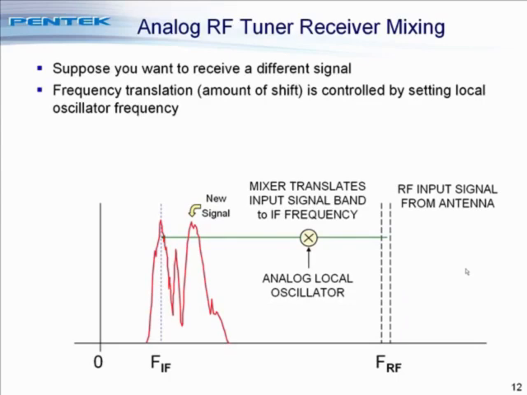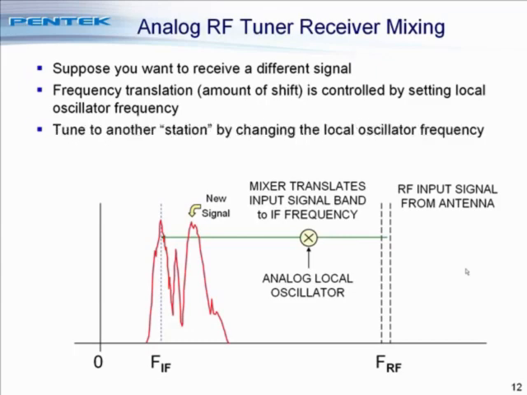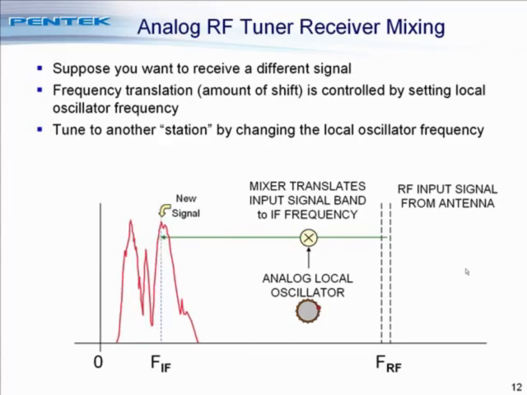The frequency translation, or the amount of frequency shift, is controlled by the setting of the local oscillator. So, if we want to change to a different station, what we need to do is change the local oscillator frequency. We do this with a tuning knob. The tuning knob changes the frequency of the local oscillator, so that by changing the frequency, what we're effectively doing is shifting the translation of the RF signal so that a different signal appears at the IF frequency.